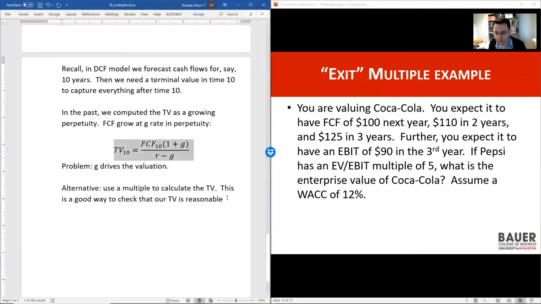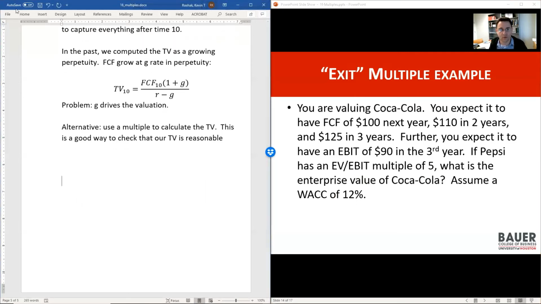So let's do an example to see how this would work in practice. You're trying to value Coca-Cola, and we've got very simple free cash flows. $100 next year, $110 in 2 years, $125 in 3 years. Further, you know some accounting information. You forecasted the EBIT to be $90 in year 3. That's all for Coca-Cola. Now, you look at Pepsi, that's a comparable company, and you see that they have an EV over EBIT multiple of 5. We're going to use that to figure out what the enterprise value should be for Coca-Cola using a WACC of 12%.